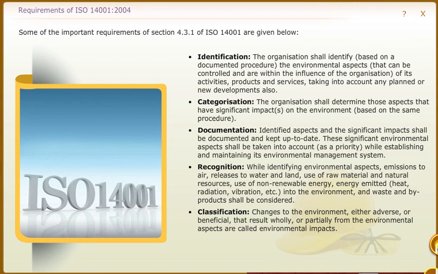Documentation. Identified aspects and the significant impacts shall be documented and kept up to date. These significant environmental aspects shall be taken into account as a priority while establishing and maintaining its environmental management system. Recognition. While identifying environmental aspects, emissions to air, releases to water and land, use of raw material and natural resources, use of non-renewable energy, energy emitted, that is heat, radiation, vibration, etc., into the environment, and waste and byproducts shall be considered. Classification. Changes to the environment, either adverse or beneficial, that result wholly or partially from the environmental aspects are called environmental impacts.